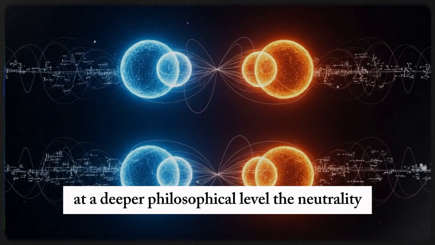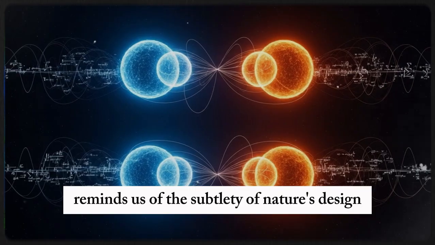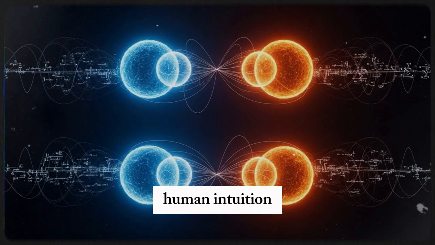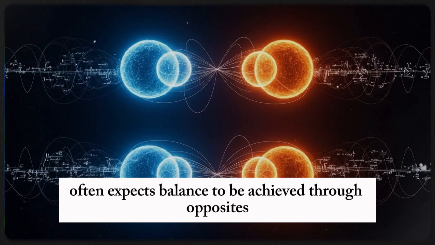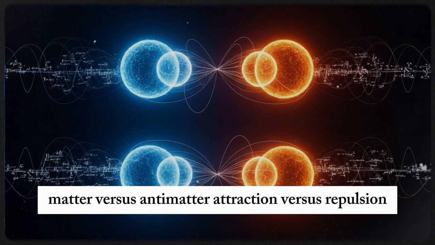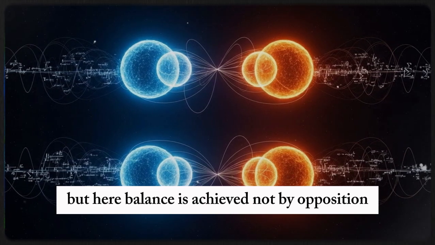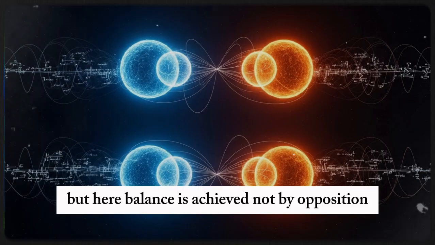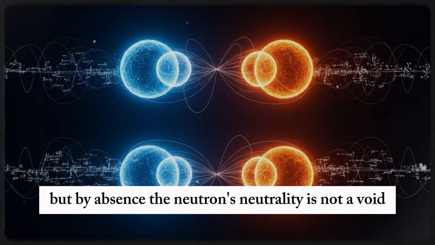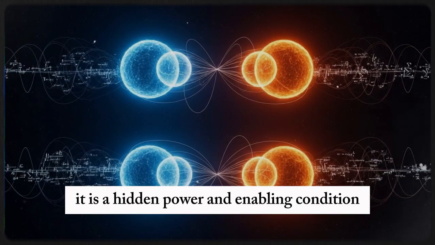At a deeper philosophical level, the neutrality of the neutron reminds us of the subtlety of nature's design. Human intuition often expects balance to be achieved through opposites: positive versus negative, matter versus antimatter, attraction versus repulsion. But here, balance is achieved not by opposition, but by absence. The neutron's neutrality is not a void. It is a hidden power and enabling condition.